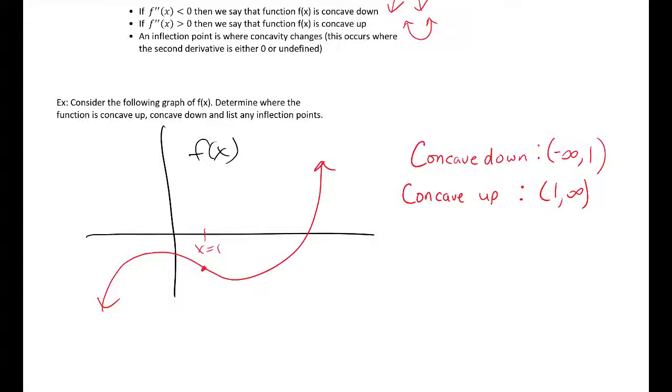Because our concavity switched, meaning we went from concave down to concave up, or we could do it vice versa, that means that we have an inflection point located at x equals 1. Because we went from concave down to concave up. So an inflection point is where your concavity switches. Okay, let's go on to the next example here.